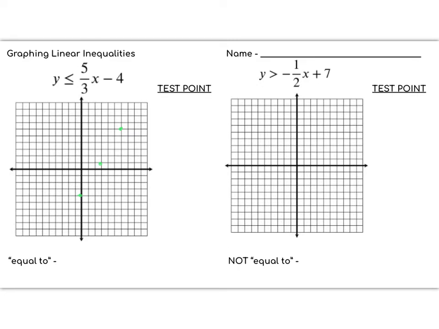When we were graphing just regular inequalities, we had to look for whether it was an open circle or a closed circle, right? So here we have an equal to, and an equal to is the same thing as a closed circle, right? And if it would be a closed circle, we want a solid line. That means it can actually equal that line.